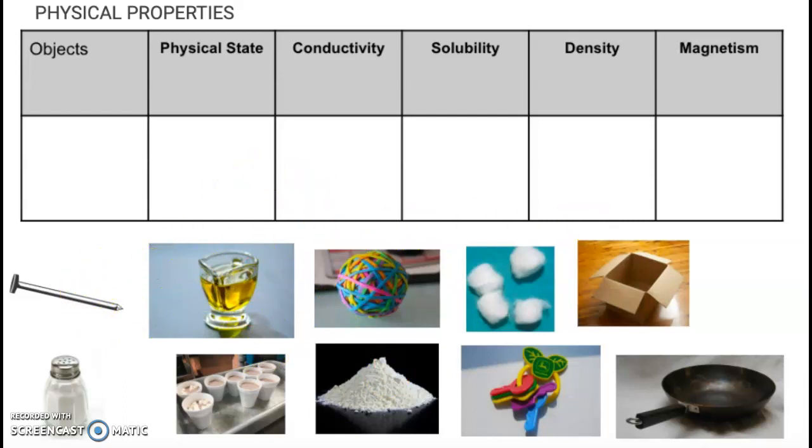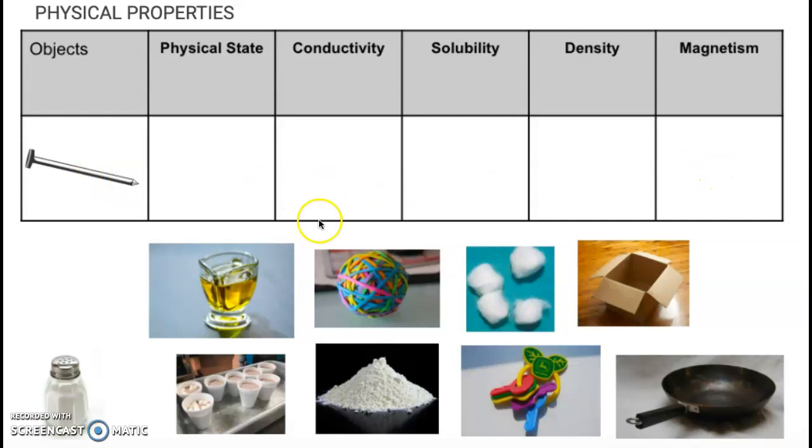For example, let's start off with the metal nail, right? So the metal nail, in the physical state, is a solid. Conductivity, it is a good conductor. Metals overall are very good conductors of heat and electricity. Solubility, it does not dissolve in water. Density, it's very likely it will sink. It's more dense than water.